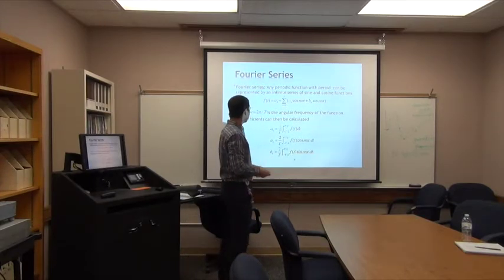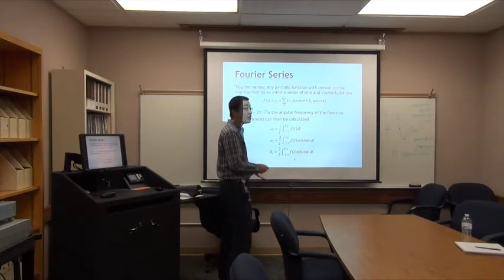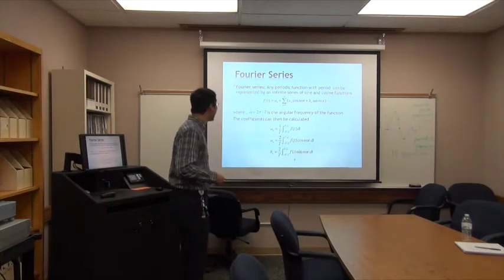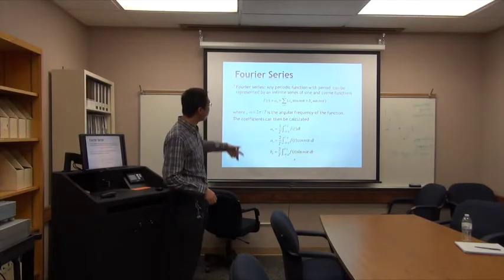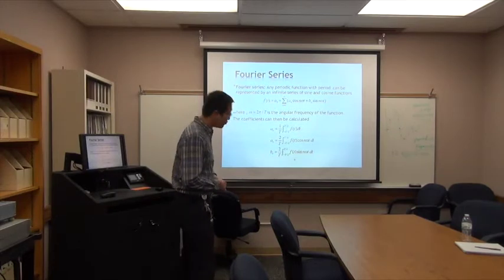So, what is our base frequency? Omega is equal to 2 pi over T. T is the period of our periodic function. And then you can calculate all those constants. Here I'm not going to go through all those integrals.